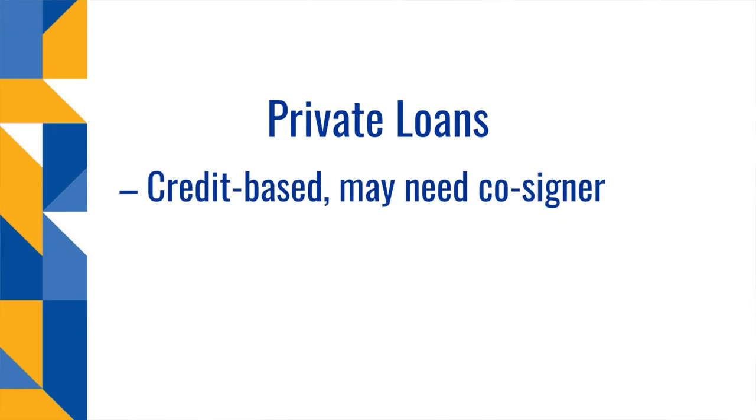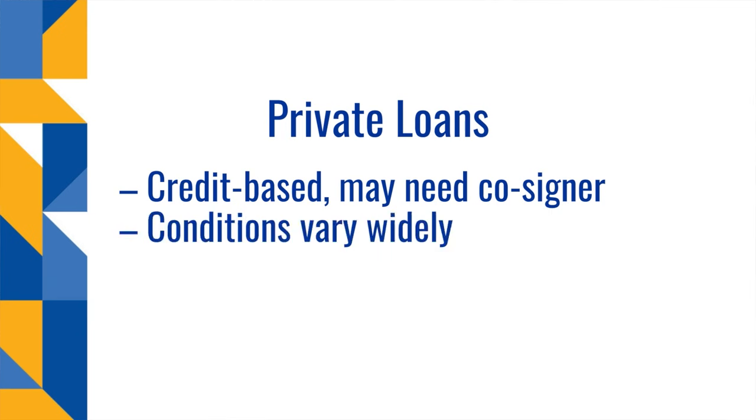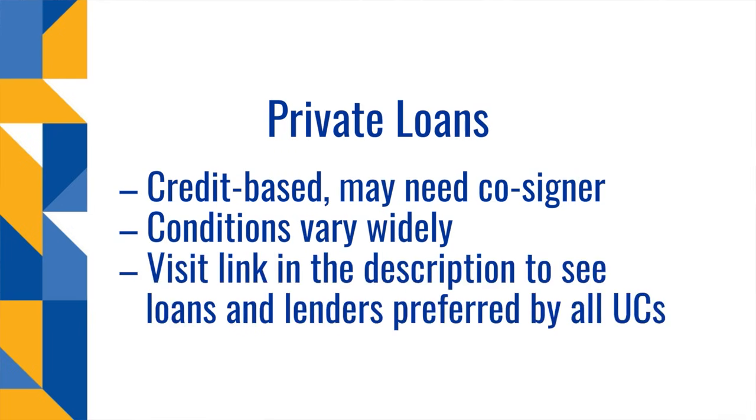If you need another loan option, the last one we can discuss is the private loan option. Private alternative loans are funded through banks and other private lending institutions. Eligibility is credit-based, so you may be required to apply with a credit-worthy cosigner. The Department of Education does not regulate private alternative loan terms, so conditions can vary widely. You can visit the page in the description about private alternative loans. Go here to see more about the loans and the list of lenders preferred by all UCs.